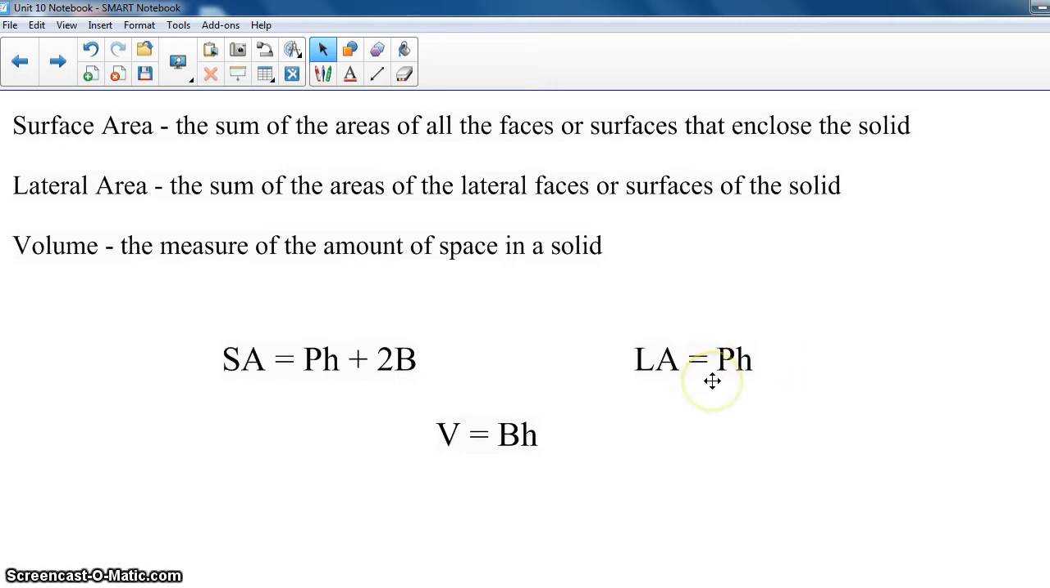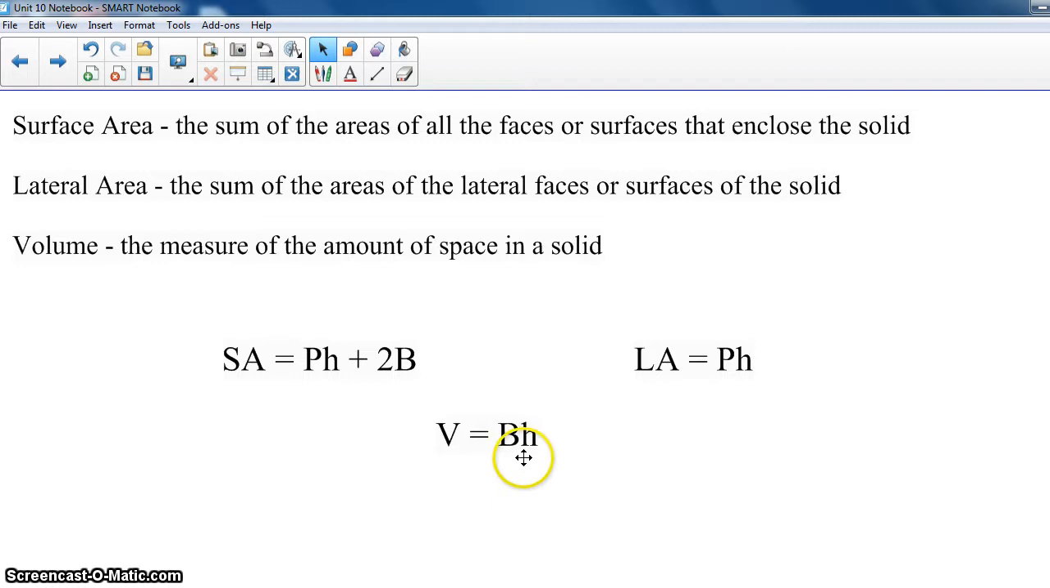And the lateral surface area, you can think of, let's use a cylinder for an example, a Coke can. The label, where you've got the red label for that Coke can, that would be the lateral surface area. Okay, so the total surface area is everything. The lateral is just the lateral faces. The lateral surface area does not include the bases.